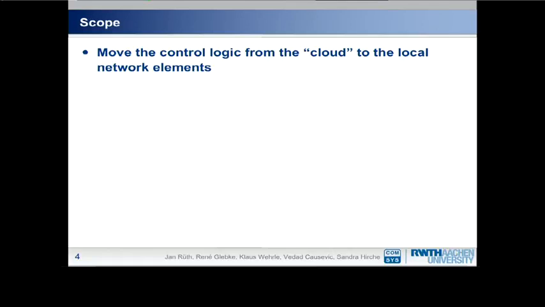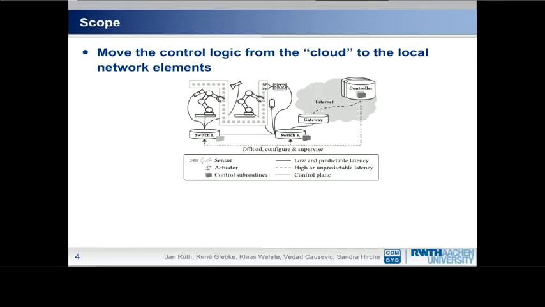The scope is basically, can we move the control logic back from the cloud to the local network elements, thereby skipping unpredictable latencies. So imagine there's a controller sitting in the cloud. Can we move parts of the processes, for example, to the local switches of the factory again? So thereby we can use the existing network infrastructure within the factory without deploying new hardware.